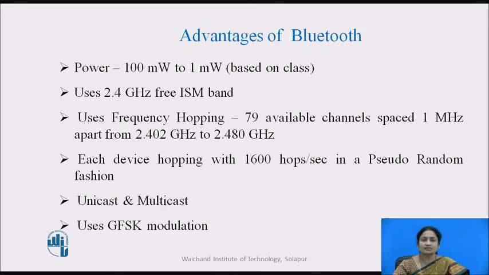Another advantage of this Bluetooth is its power, which is 100 milliwatts to 1 milliwatt. Usage is at 2.4 gigahertz. It uses frequency hopping, a spread spectrum technology, with an available bandwidth of 79 channels with a spacing of 1 megahertz, from 2.4 gigahertz to 2.480 gigahertz. Each device has a frequency hopping of 1600 hops per second in a pseudo-random fashion, and this technology is useful for both unicasting and multicasting. It uses the modulation technique, which is Gaussian frequency shift keying.